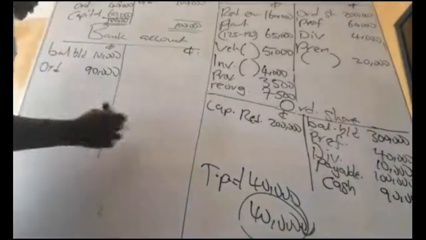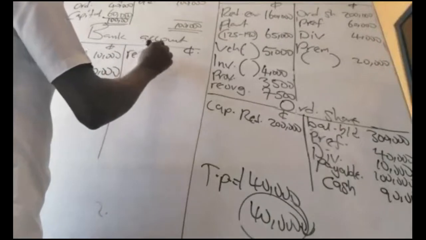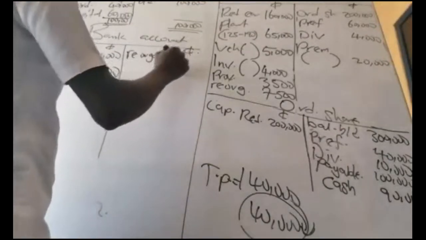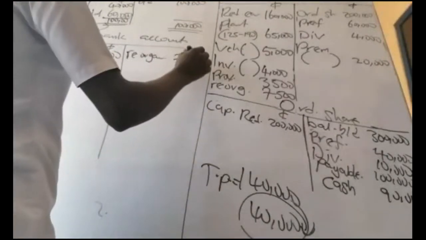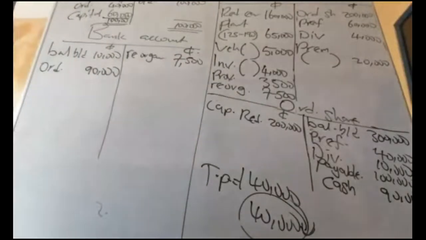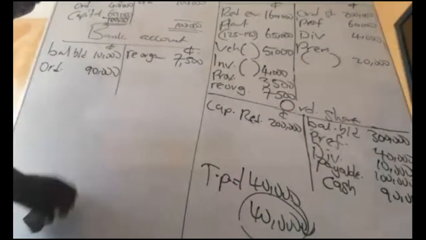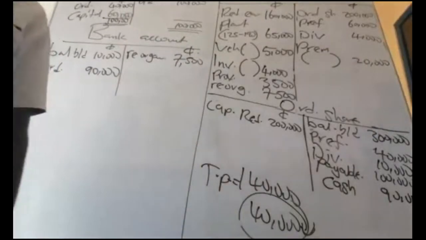The reorganization cost will be paid, 7,500. Good. Now we are done. Let's balance it off and then we prepare the financial position. Then we are done.